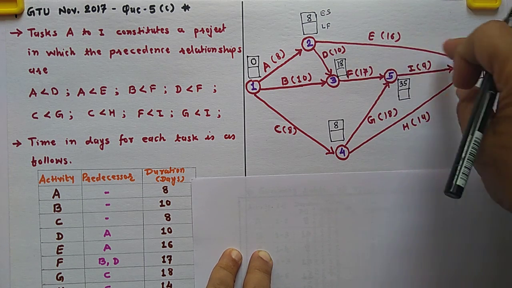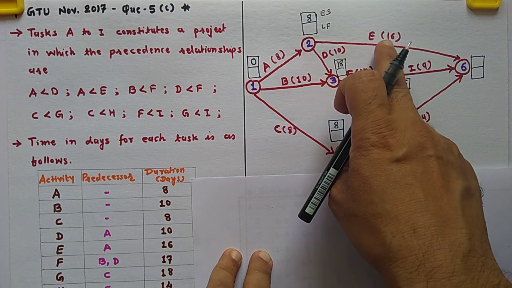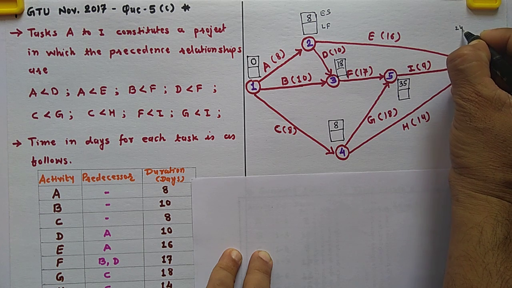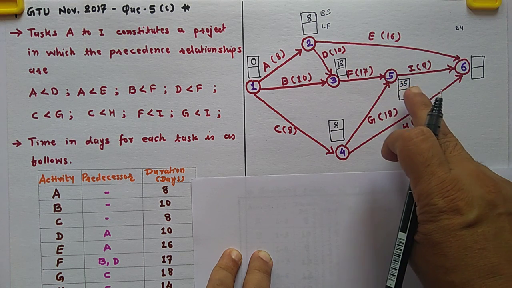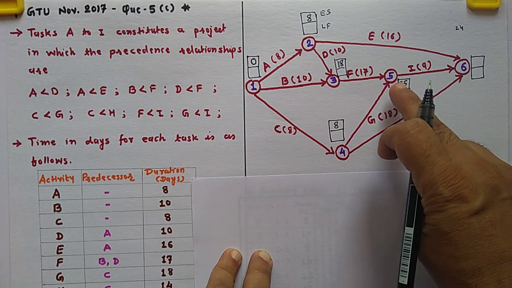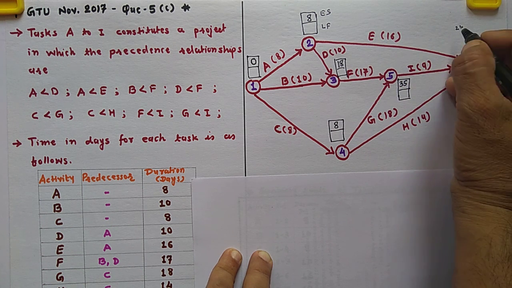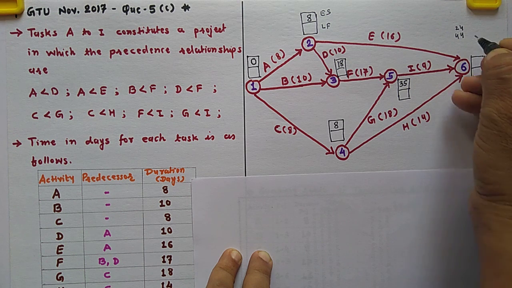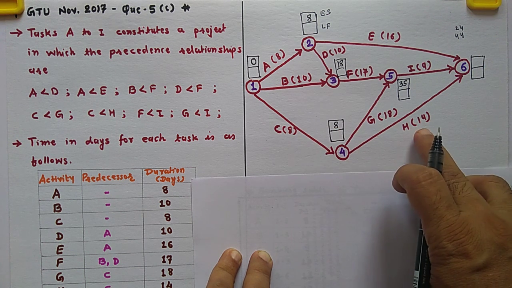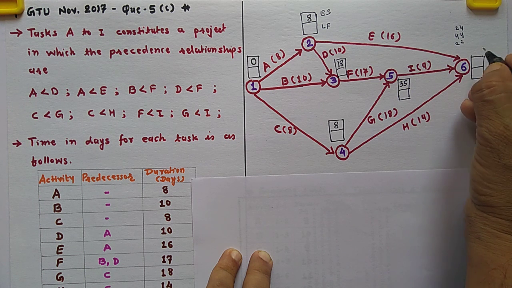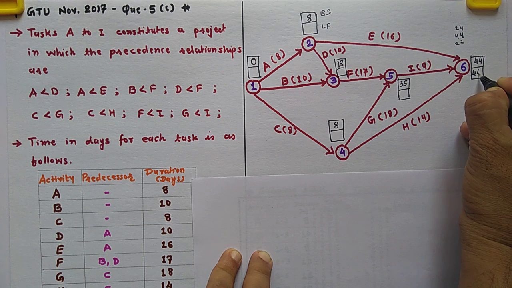Here three activities are coming. 8 plus 16, that is 24. Then 35 plus 9, 44. And here 8 plus 14, 22. So the maximum is 44. So write down 44. So the latest finish time is also 44.